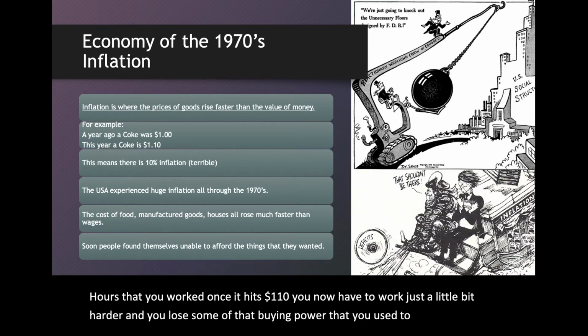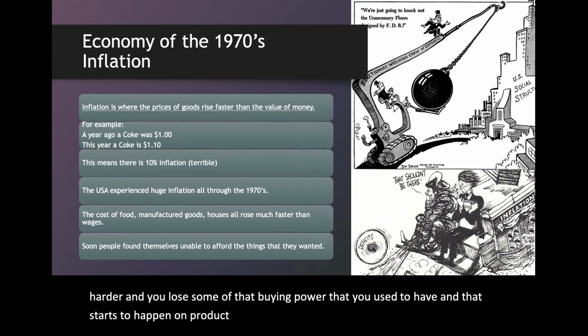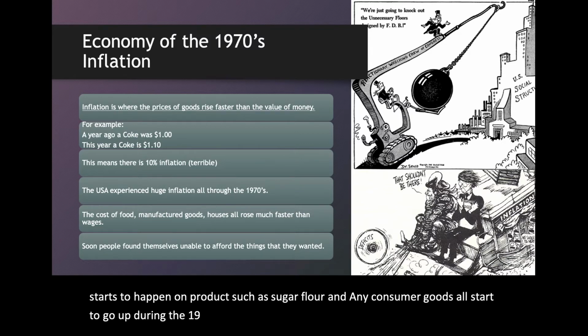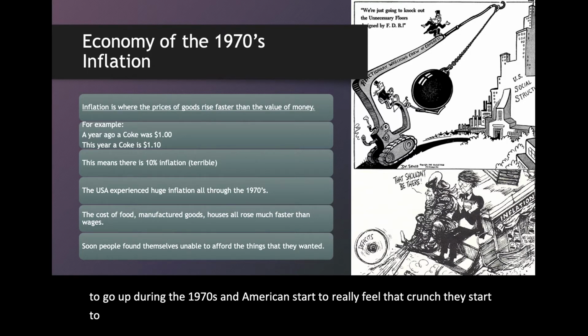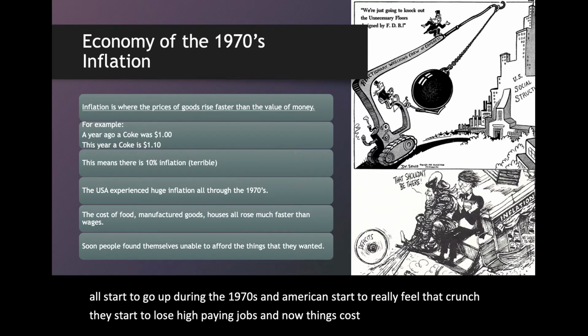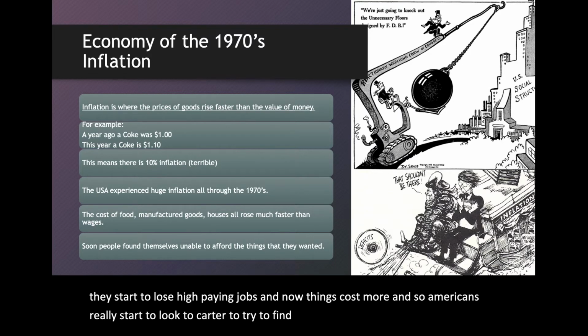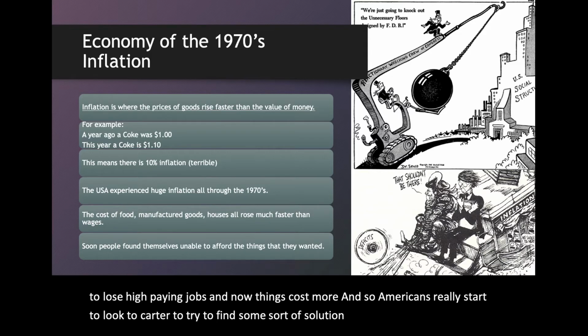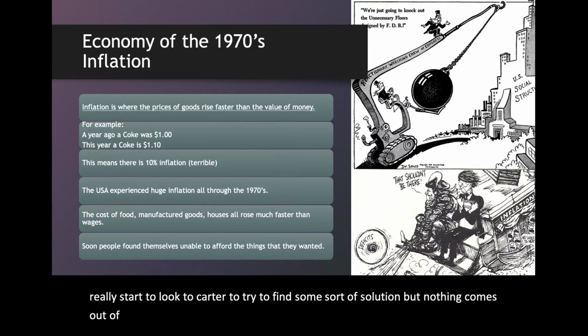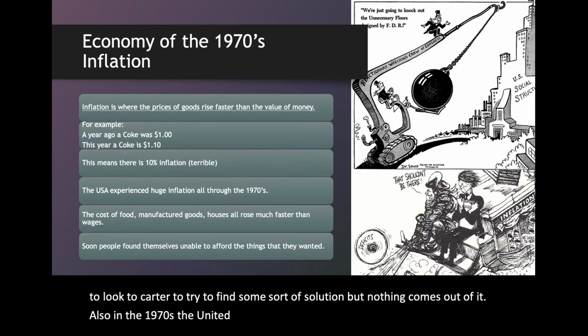And that starts to happen on products such as sugar, flour, and any consumer goods, all start to go up during the 1970s. And Americans start to really feel that crunch. They start to lose high-paying jobs, and now things cost more. And so Americans really start to look to Carter to try to find some sort of solution, but nothing comes out of it.